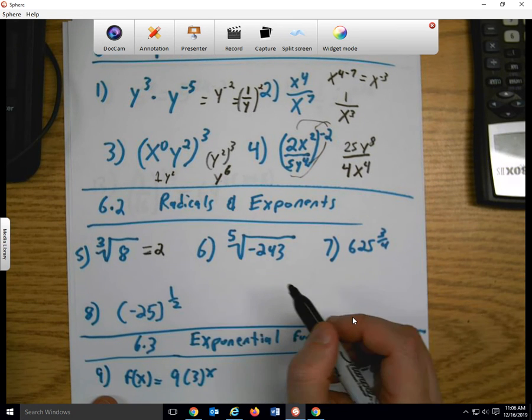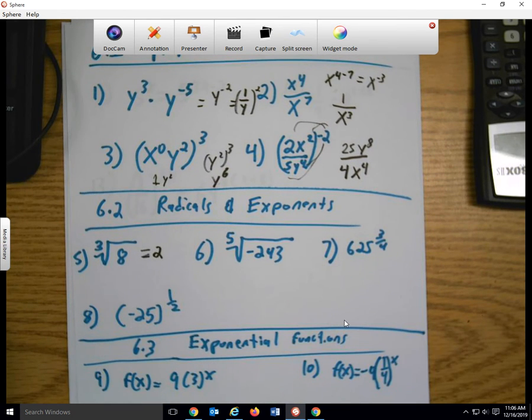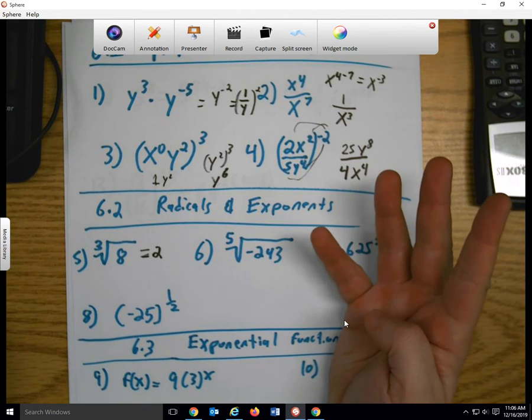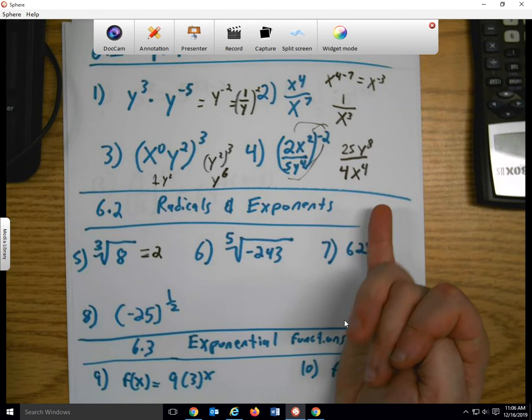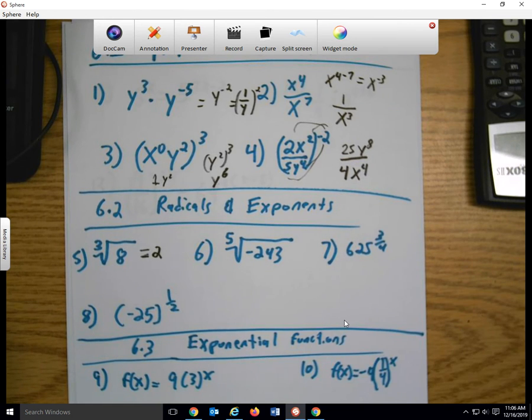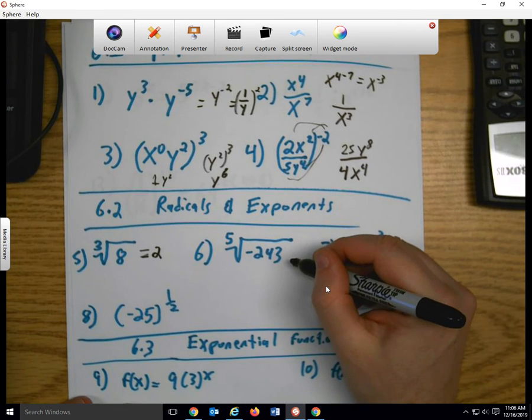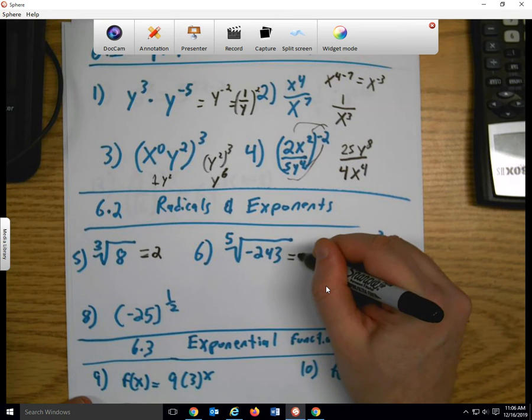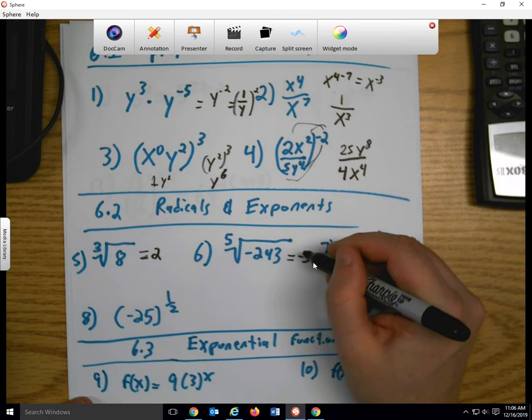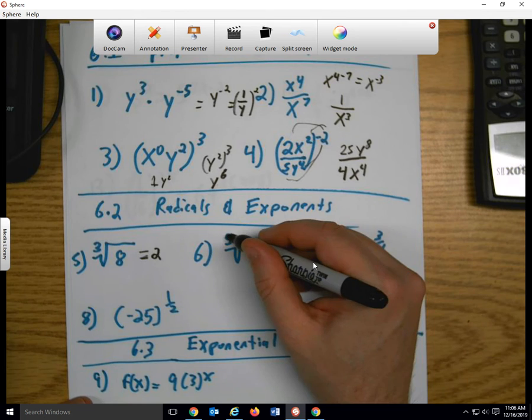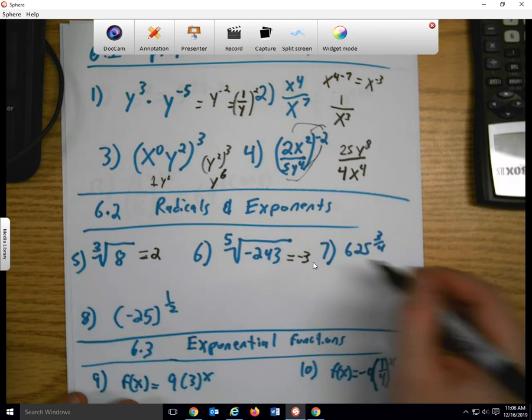What times what times what times what times what would be a negative 243? I believe that's a 3. 3, 9, 27, 81, 243. So the answer would be a negative 3. So negative 3 to the 5th power would be 243. It's the inverse of that.